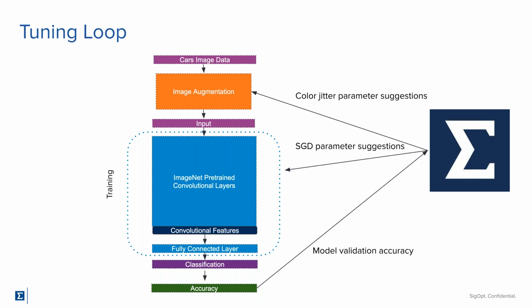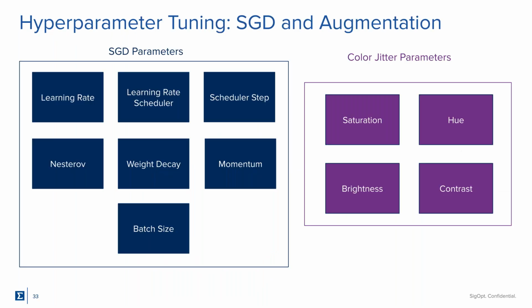What we see here, I think, is quite interesting. Through this relatively simple feedback loop, we are able to leverage a downstream supervised task, which is the classification problem, to make informed decisions on our upstream unsupervised task, which is our image augmentation process, which is pretty cool. Just as a recap of which hyperparameters we're tuning, we're tuning SGD as well as color jitter.